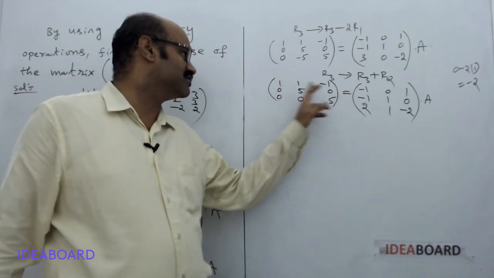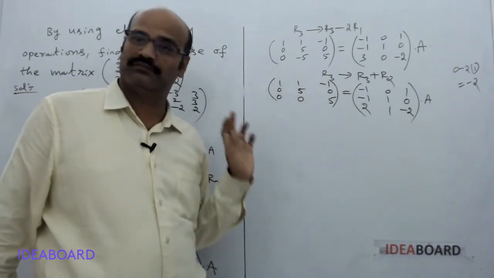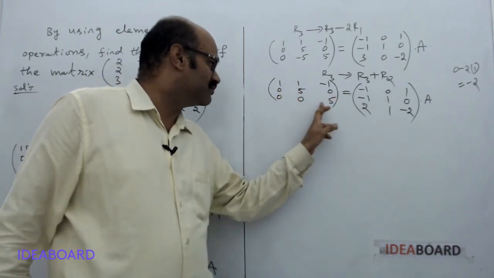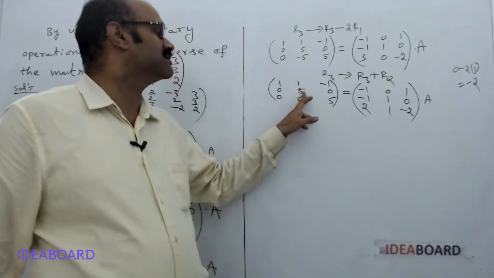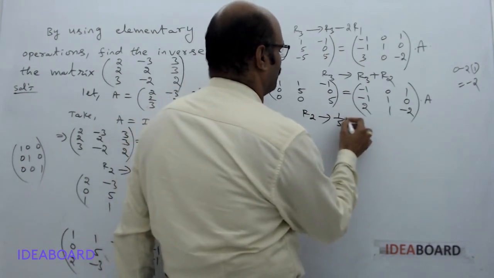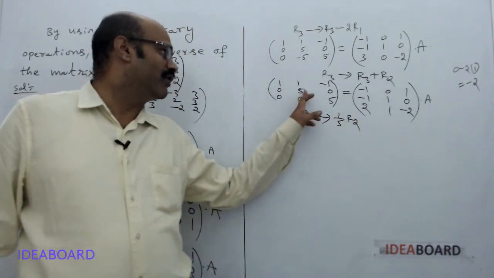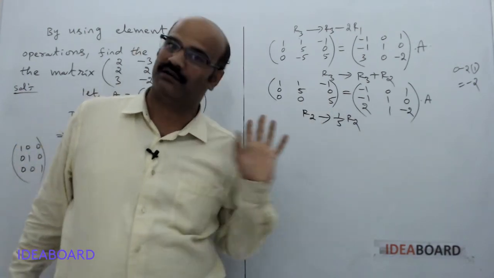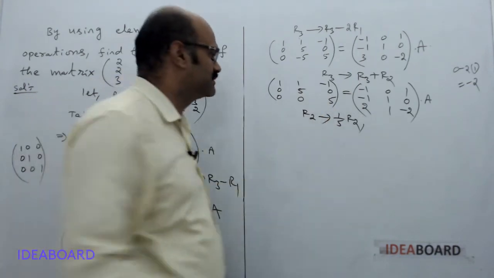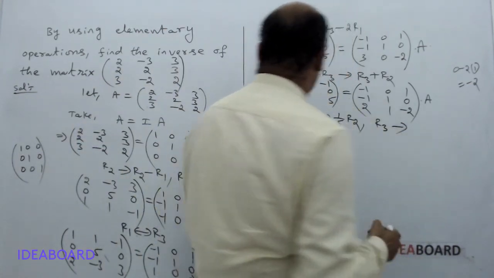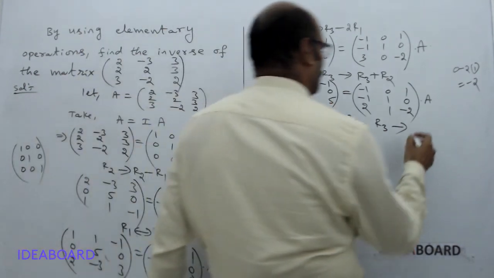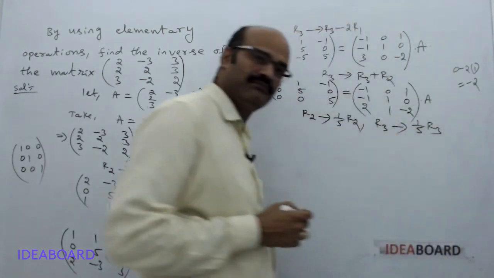Now we should get 1, 0, 0, 0, 1, 0, 0, 0, 1. Now here we should get 0, 1, 0 here. We should get 0, 0, 1 here. So what I do is, for this I will take it as R2 implies 1 by 5 into R2. So that 1 by 5 into 5 becomes 1. Similarly, R3 implies 1 by 5 into R3. 1 by 5 into 5 is always equal to 1.